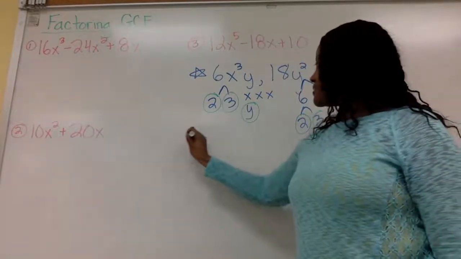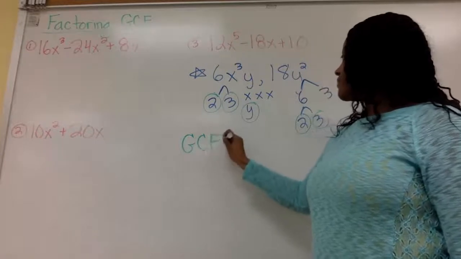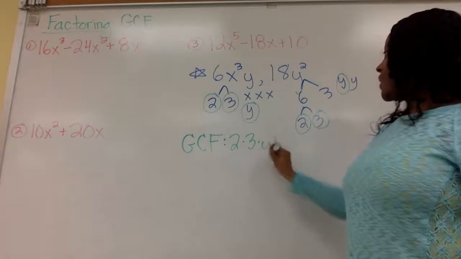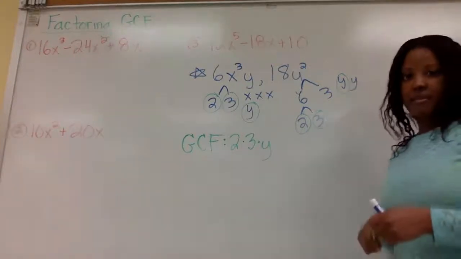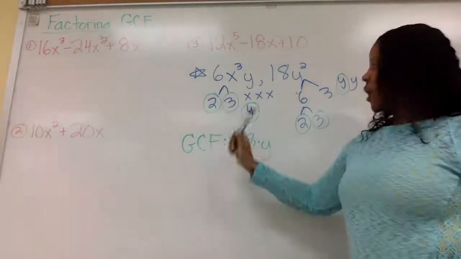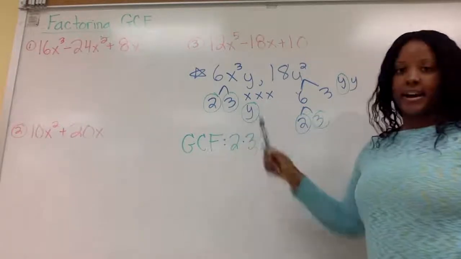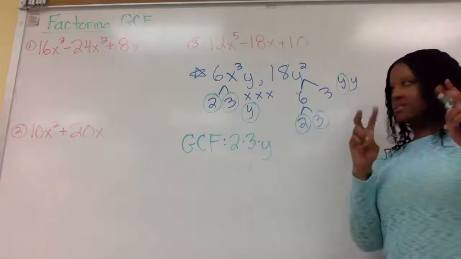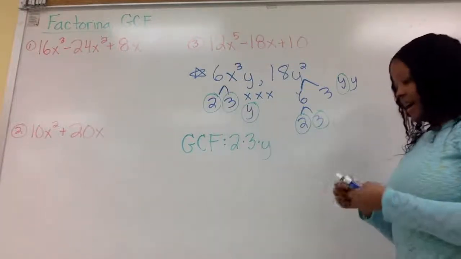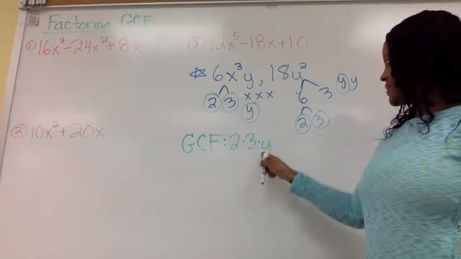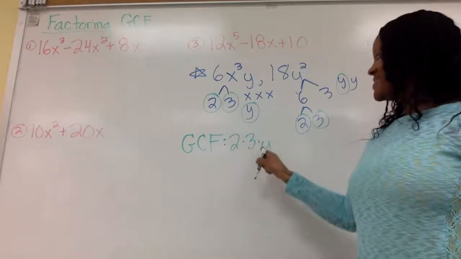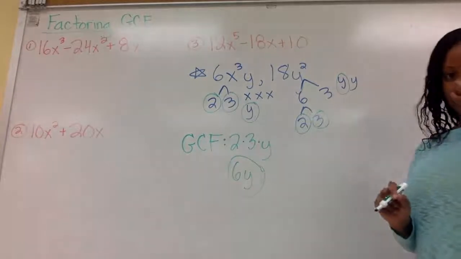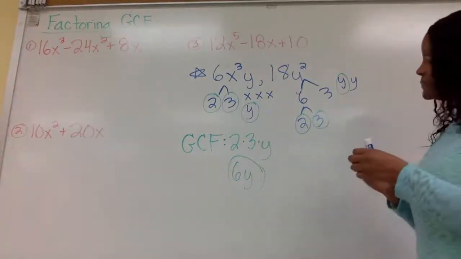And that's all that they share. So their greatest common factor is the number 2, the number 3, and y. Again, once you go through and circle, you only have to look at one branch. So I just looked over here. Multiply all of that: 2 times 3 times y. So 2 times 3 times y gives me 6y.